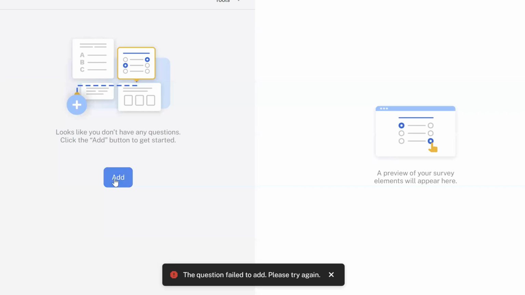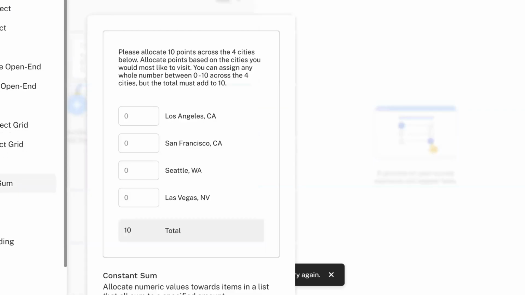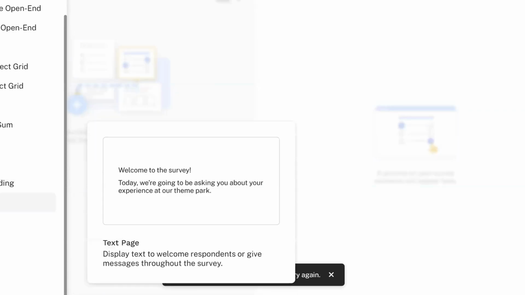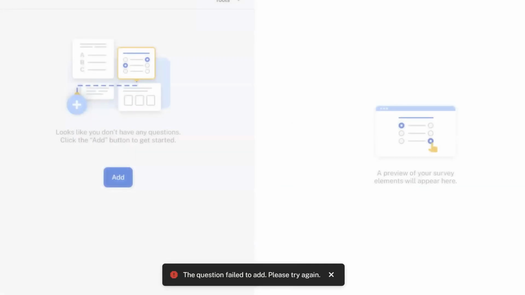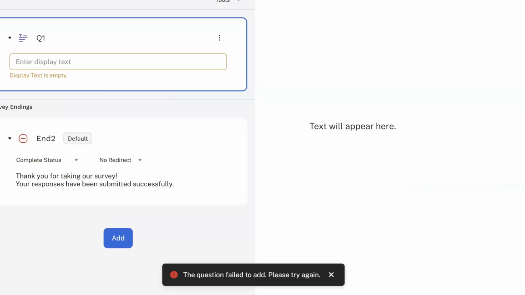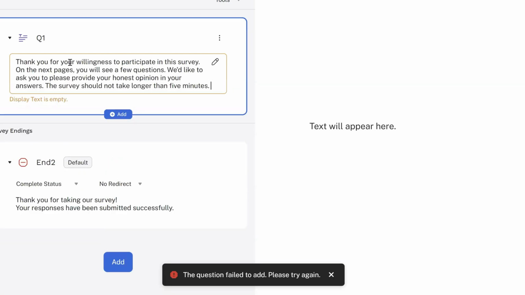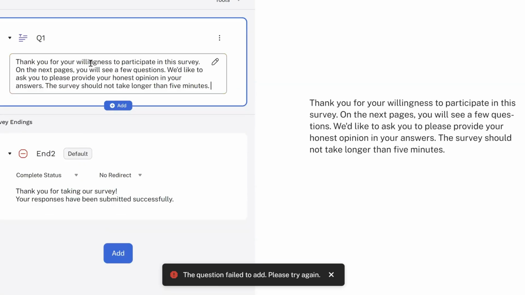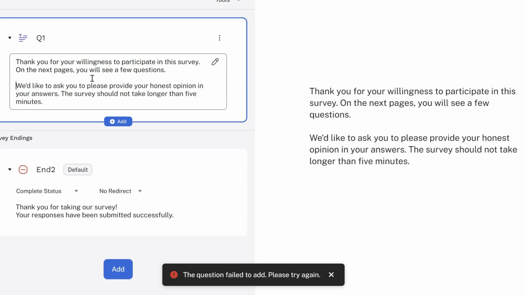Let me just try it again one more time. I'm going to add a text here. Oh, here we go. Here's my first. I'm just going to say welcome people here. Just going to copy it here. This is my first question here. Thank you for participating in the survey. And let's make it a little bit nicer. And that's my first question here, just welcoming people. And then I'll go add.